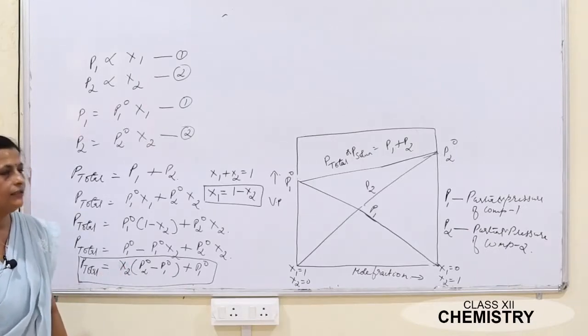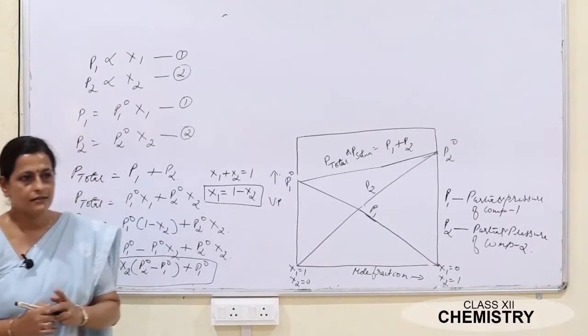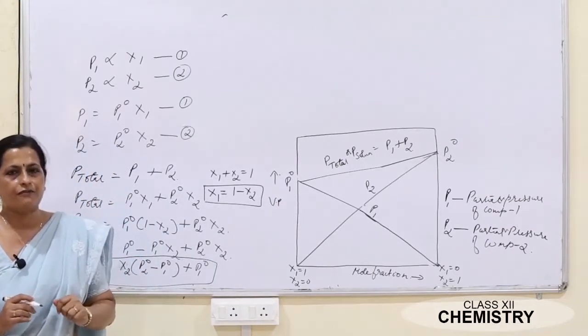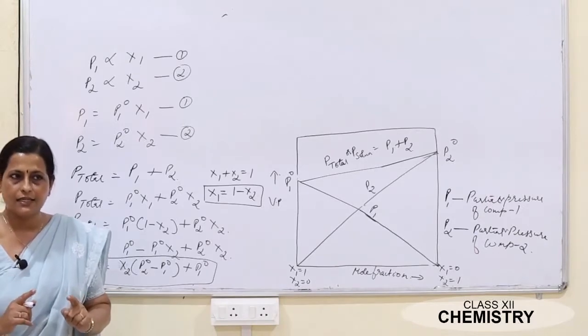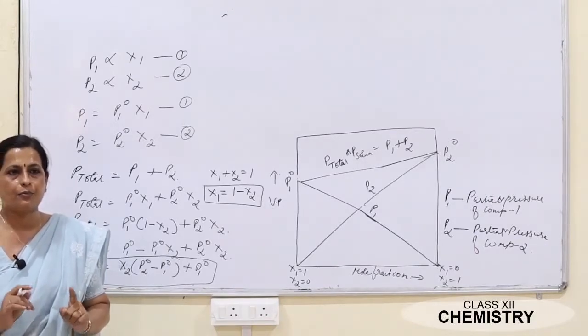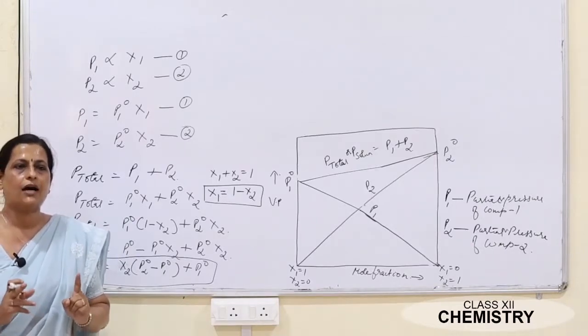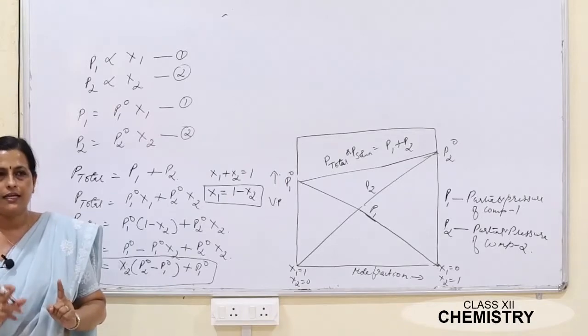So is it clear? Raoult's law, that Raoult stated that the partial vapor pressure of each component in a binary solution containing two volatile liquids is directly proportional to its mole fraction. So when the mole fraction increases, the partial vapor pressure also will increase.